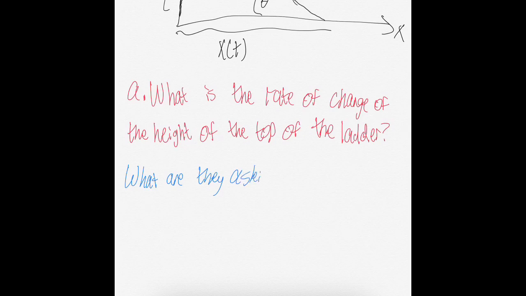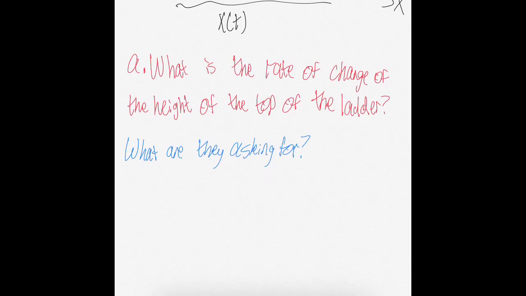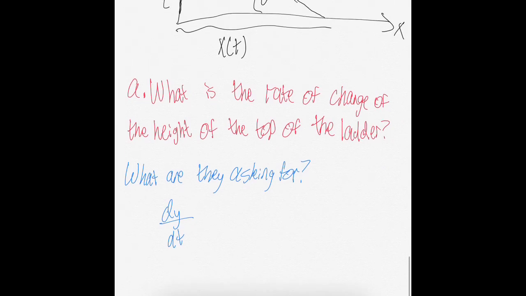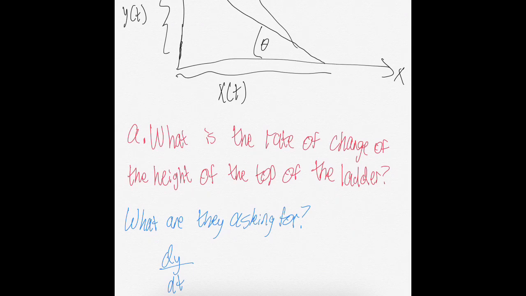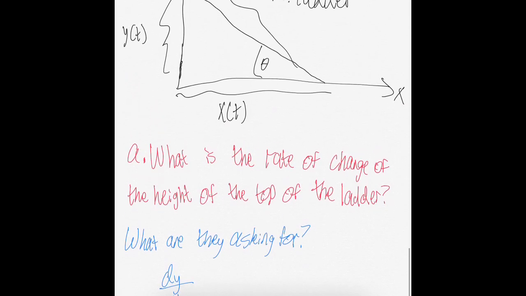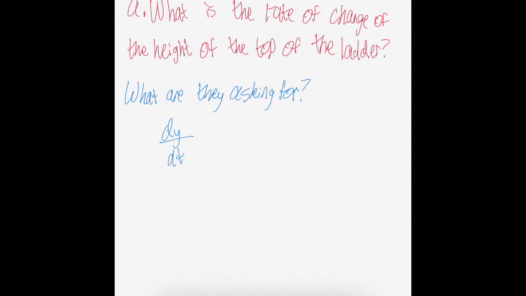So here, what are they asking for? It looks to me like they are asking for the change in y over the change in t. Why do I say that? Well, the height is given by y of t, and they're looking for the rate of change of the height of the top of this ladder. So we need to find dy/dt. Well, first we should probably find a formula for y.